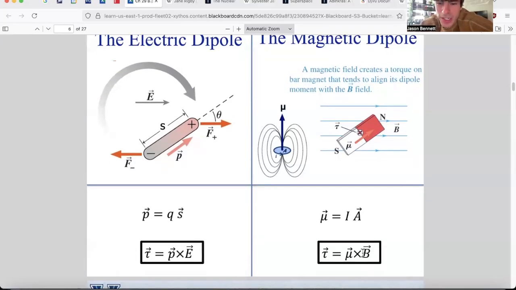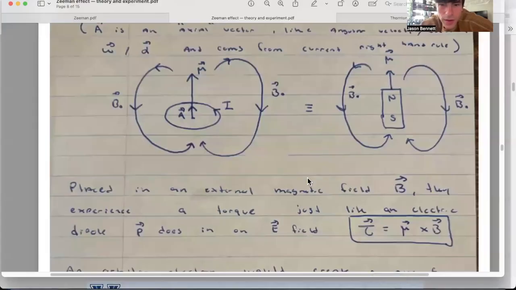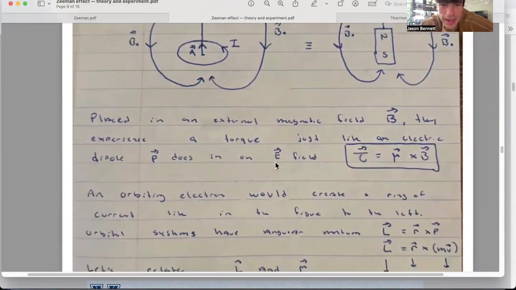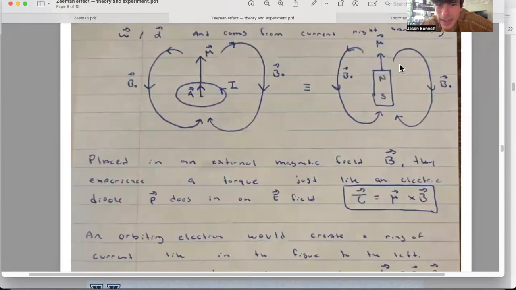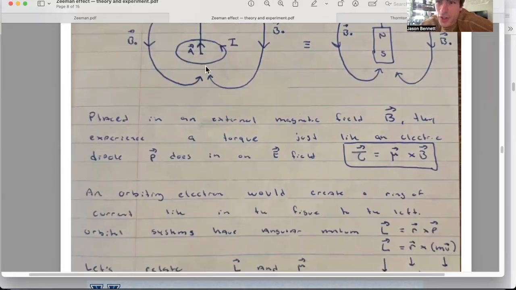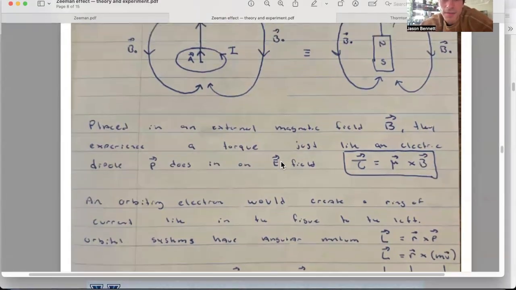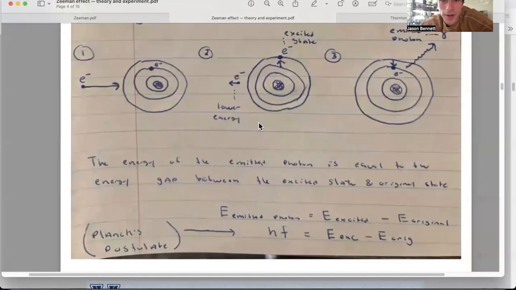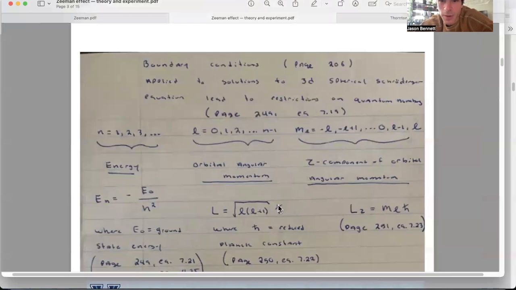So this is a torque that the object experiences. And next thing we're going to do, instead of just a bar magnet, let's envision this as a current going around like this. Where do currents come from? Moving electron charges. So we can analyze this in terms of the system that we're working with, atoms. So this is an electron orbiting around an atom. Let's investigate how we can talk about this in terms of angular momentum, because remember, angular momentum is definitely something that we're talking about in the 3D Schrodinger equation.